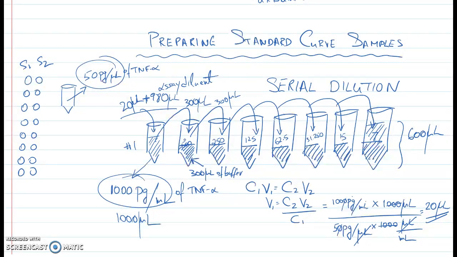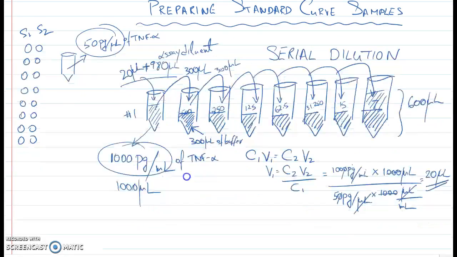But the concentrations are going to be the ones which I want, which are essentially 1000 picograms per ml, 500 picograms per ml, 250 picograms per ml. So with this little technique, you don't sit down and calculate and carry out 8 different concentrations, right?